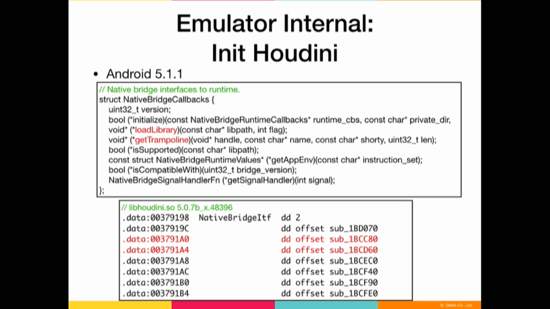Note the functions LoadLibrary and GetTrampoline. You can think of them as an ARM version of dlopen and dlsym. Whenever the Java layer wants to load a native ARM library, it calls this LoadLibrary function. You can find that a structure called NativeBridgeITF and some function pointers are there. These function pointers will eventually be registered to the NativeBridgeCallbacks structure.